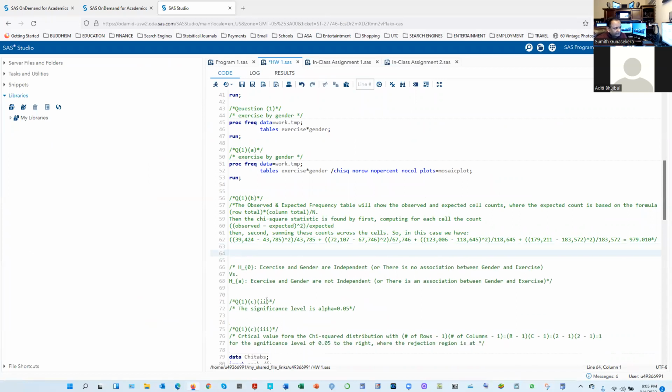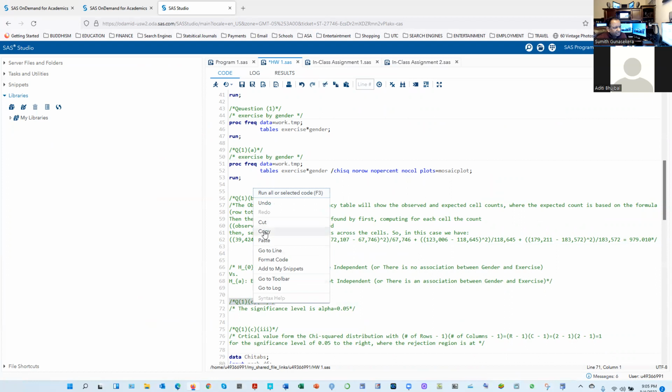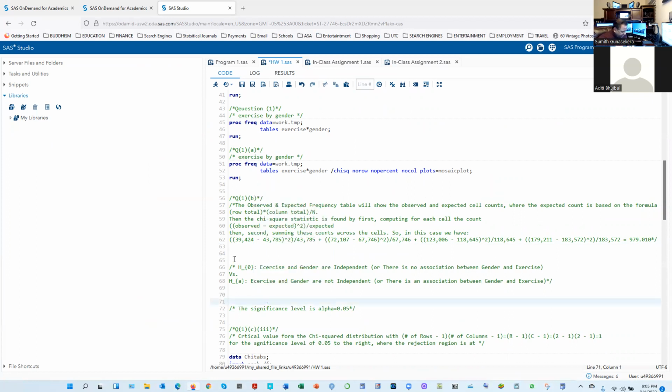It should be 1. See, H naught: exercise and gender are independent, or there is no association between gender and exercise. Versus HA, the alternative hypothesis: exercise and gender are not independent, or there is an association between gender and exercise.